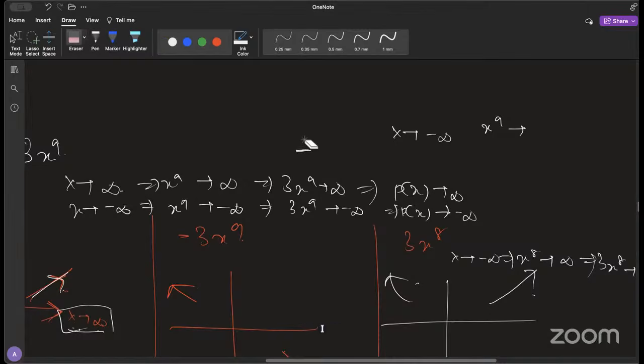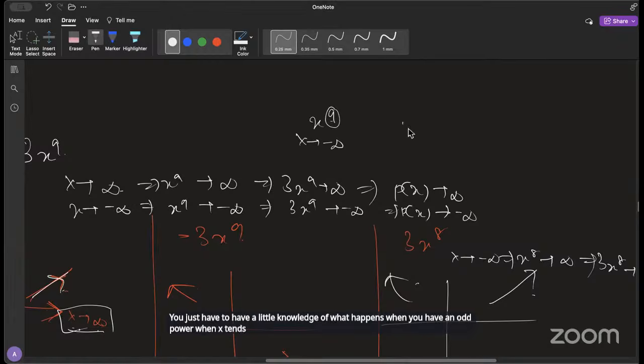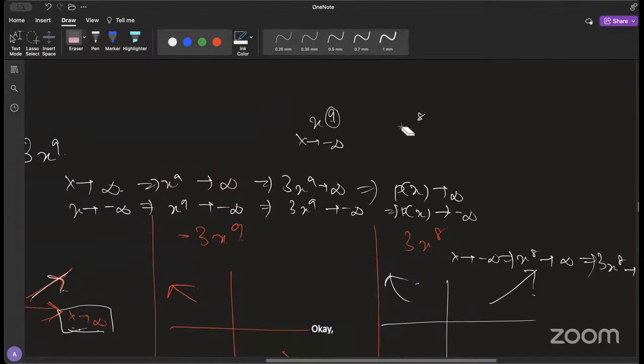I think this should be clear. You just have to have a little knowledge of what happens when you have an odd power when x tends to minus infinity, and what happens when you have an even power when x tends to minus infinity. That's it. Okay, ma'am. It's clear.